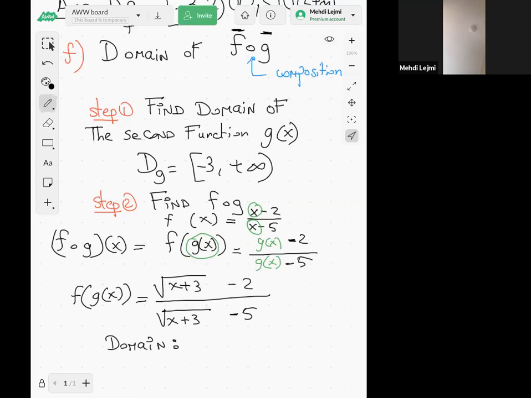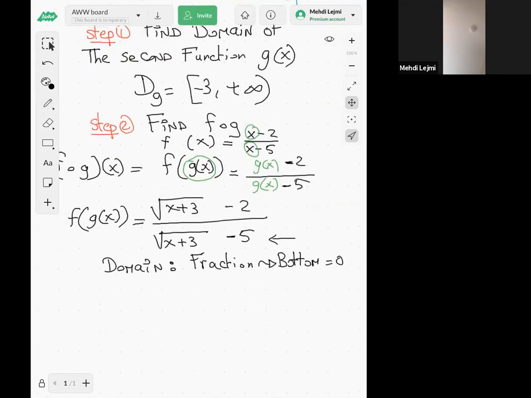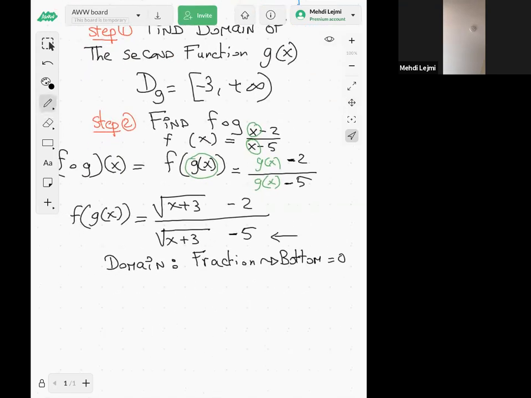Of course, it's a fraction, all right? So we said we have to solve the bottom equal to 0 if you have a fraction, right? So the denominator would be square root of x plus 3 minus 5 equal to 0. So let's solve for x, plus 5, plus 5. So the square root of x plus 3 equals 5.